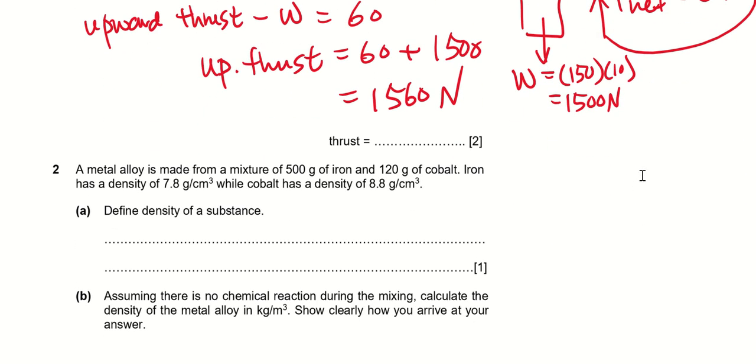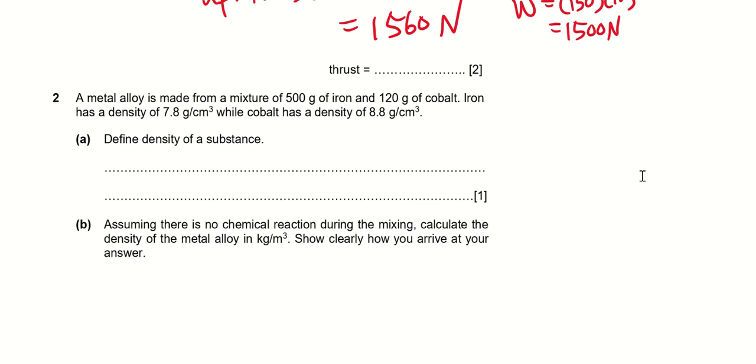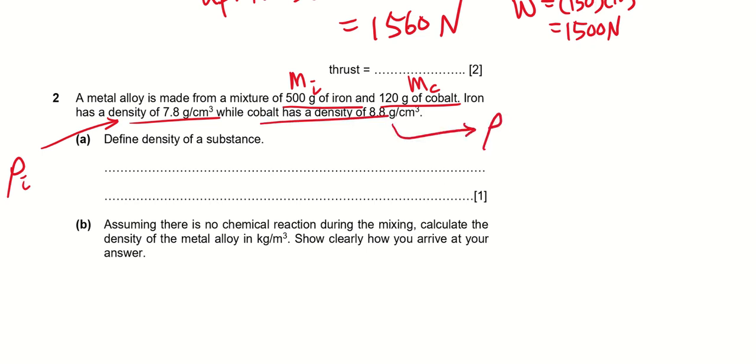Okay, next is a density question. A metal alloy is made from a mixture of 500 grams of iron. So this one I will put Mi, and 120 grams of cobalt, I put it as MC. Iron has a density of 7.8. Let's annotate, it will be rho I. And cobalt has a density of 8.8. This is rho C.